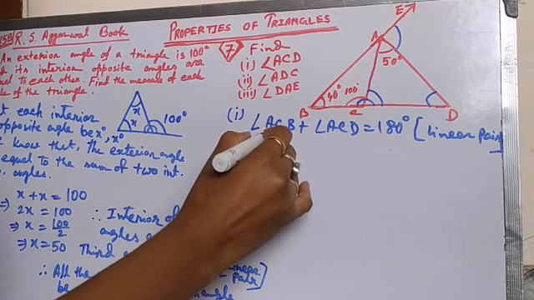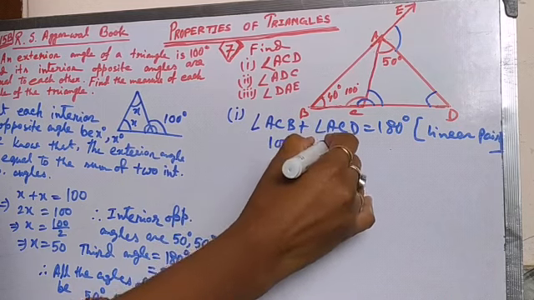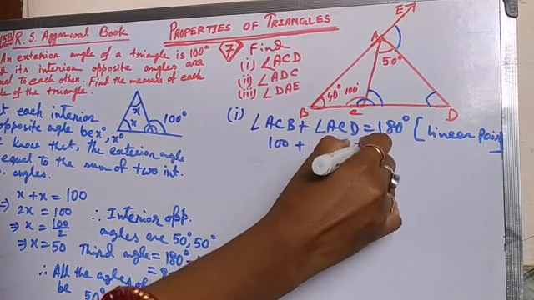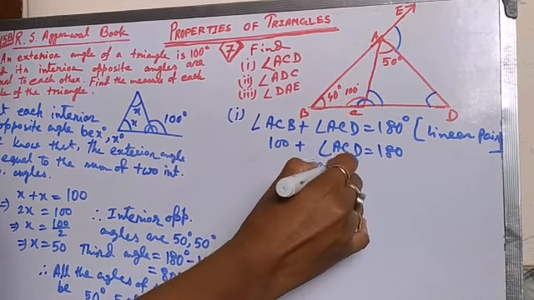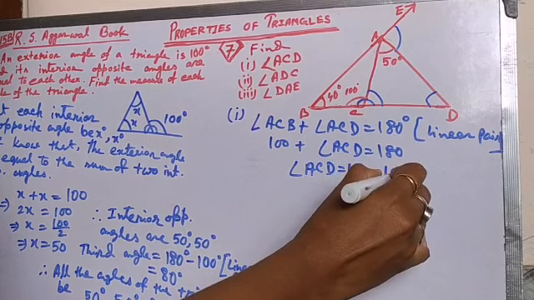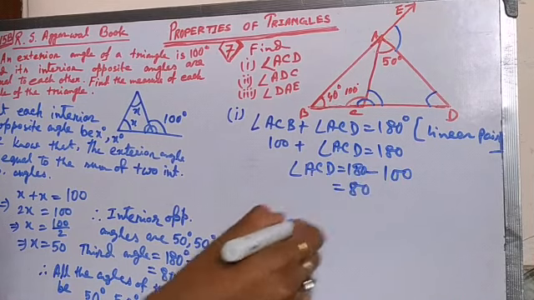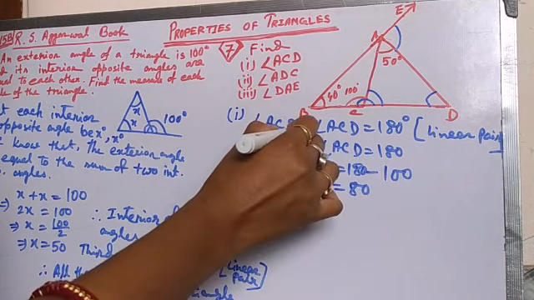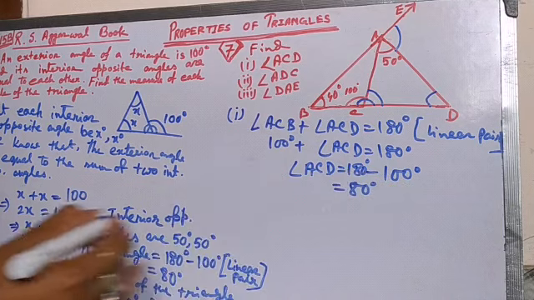So ACB means 100 degree plus angle ACD equal to 180, that means angle ACD equal to 180 minus 100, that means 80 degree. We can give here 80 degree.